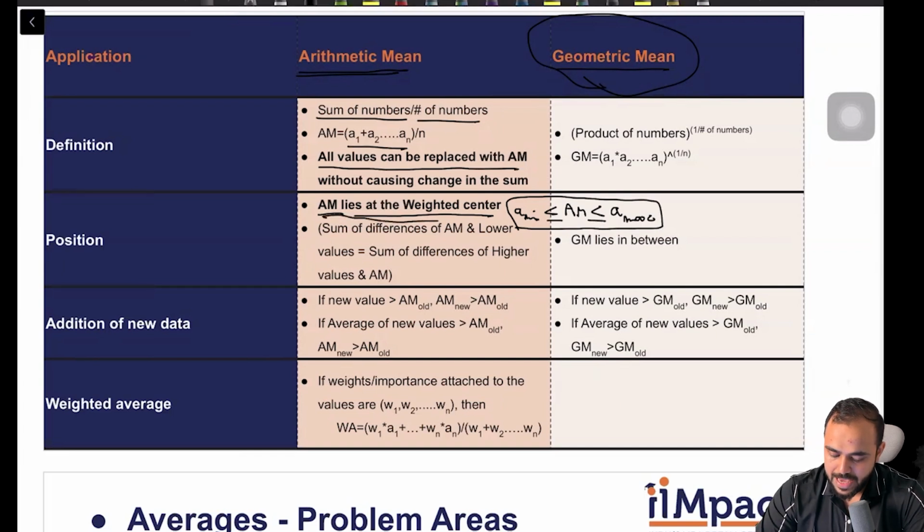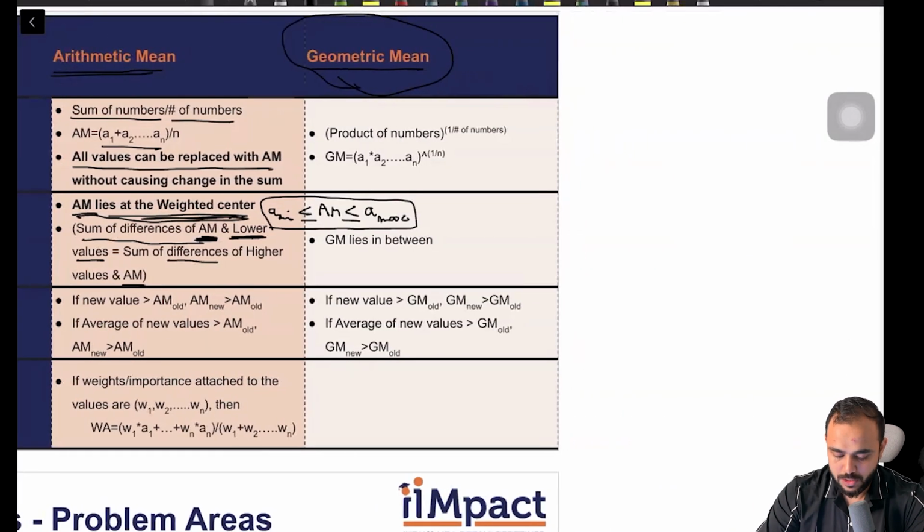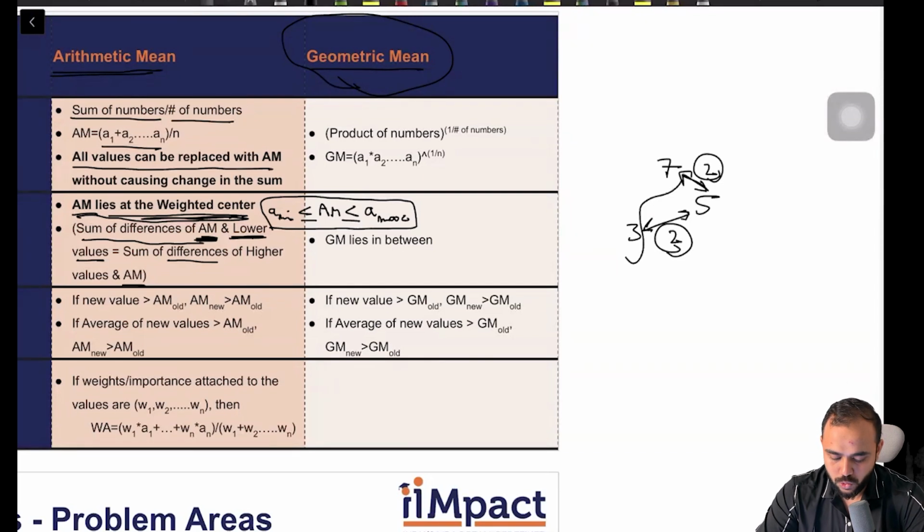So arithmetic mean lies at the weighted center, and what I mean by the weighted center is that the sum of differences of the arithmetic mean and the values lower than it will be equal to the sum of differences of the higher values with the arithmetic mean. So for example, if you take the arithmetic mean of 3 and 7, you will get (3 plus 7) by 2, which is 5. And as you can see, the gap between these two is 2, and the gap between these two elements is 2. Because I only took two data points here, the arithmetic mean actually lies at the literal center of these things.